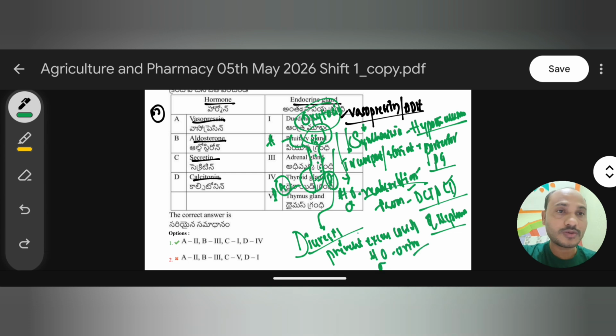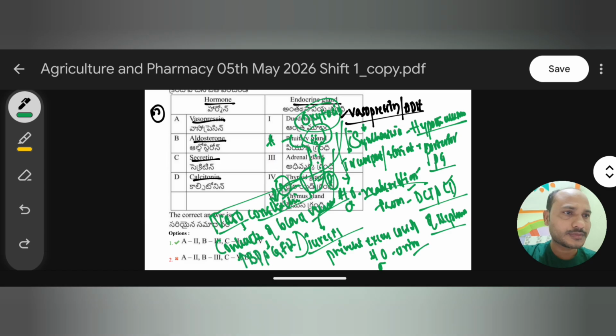Not only that, vasopressin also acts as a vasoconstrictor. Very important. Aldosterone does not act as a vasodilator, but this one acts as a vasoconstrictor, meaning contraction of blood vessels. Vasoconstriction means contraction of blood vessels. So when contraction of blood vessels occurs, there is definitely an increase in blood pressure and glomerular filtration rate.